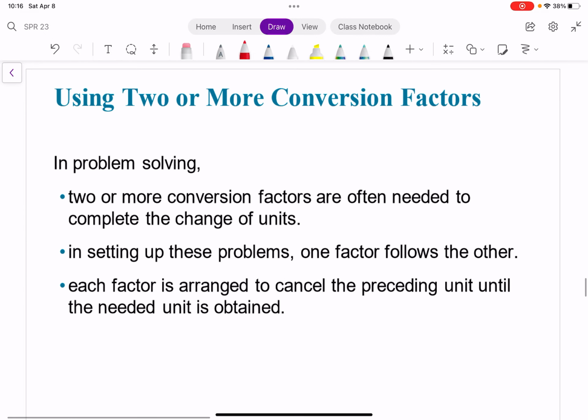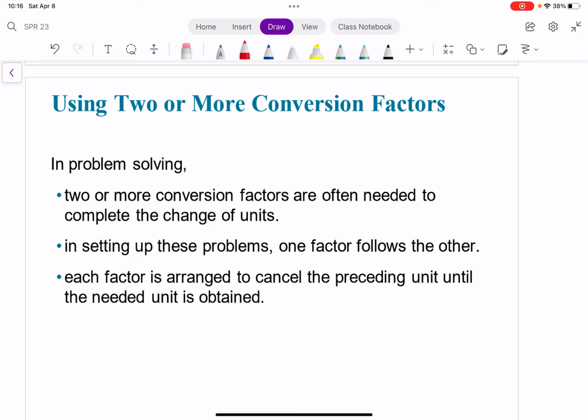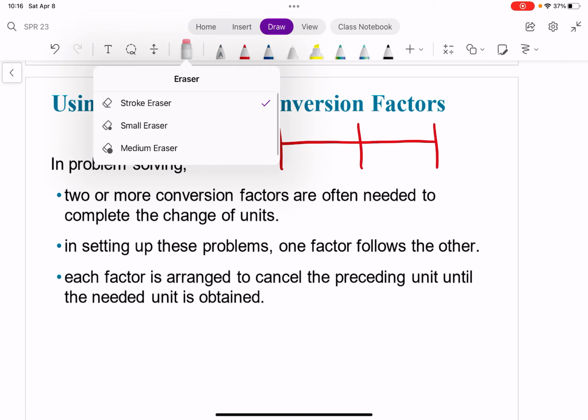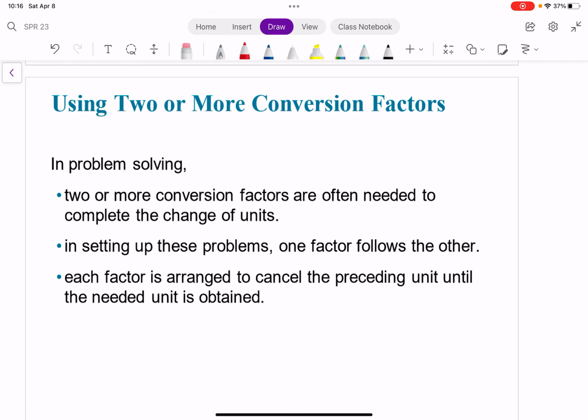All right, so you can actually use two or more conversion factors. And what that means is that when you set up your train tracks, you might have several different fractions, right? And remember, each of these is a conversion factor. Okay, and then you can also set it up like this, right? You could have this times this times this. So either way works for you.